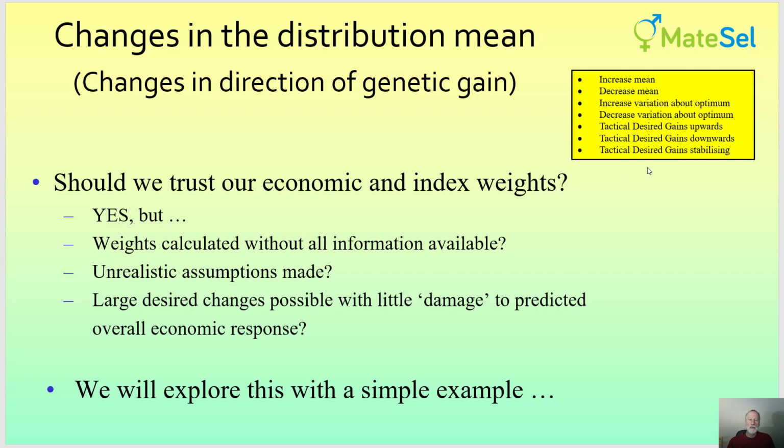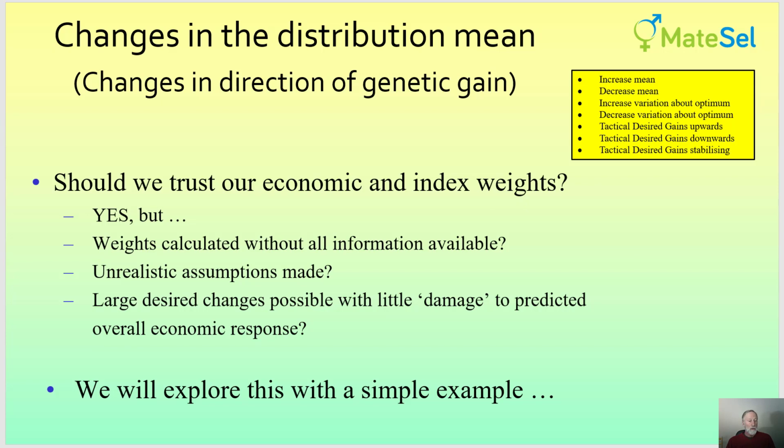So should we trust our economic and index weights? Generally, quantitative geneticists would say yes, don't mess with those, just use them and go straight ahead. Is it possible that the weights have been calculated without all the information available? For example, they might have been calculated assuming economic rationality and that the production efficiency must be improved, and yet you know that your seed stock customers might not be happy with that outcome. They may not be economically rational. They may, for example, be more concerned about animal welfare, and that might not have been taken account of appropriately.